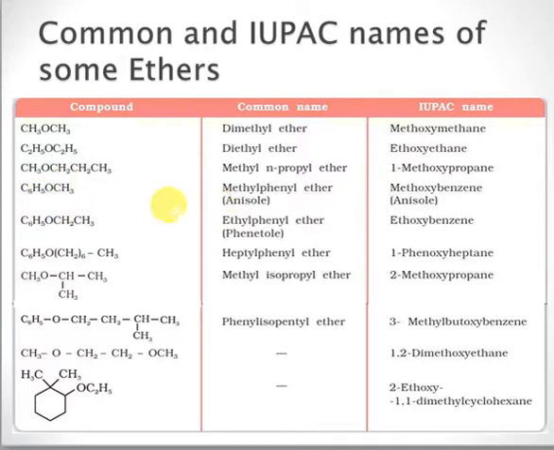Alright, so this compound has the common name anisole. Now we have another compound. Again, we have a benzene ring, and we have an ethyl group. Right, it's a common name, so we say not benzene, we say phenyl.